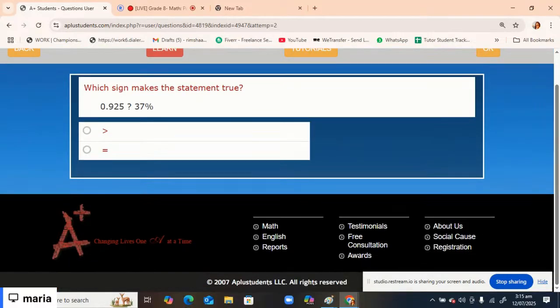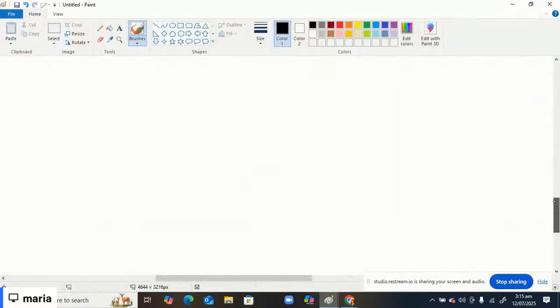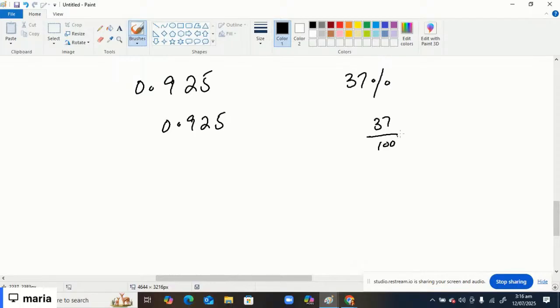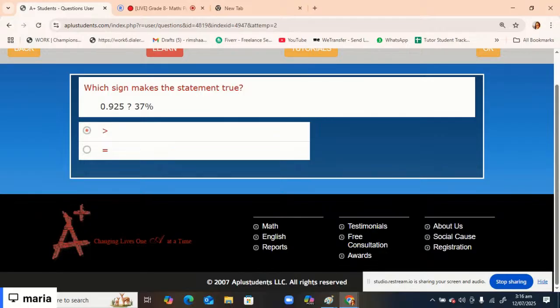Which sign makes the statement true? 0.925 or 37%? Now let's do it. This is 0.925 as it is. 37 divided by 100 is 0.37. So 0.925 is greater as compared to 0.37. So this is greater.